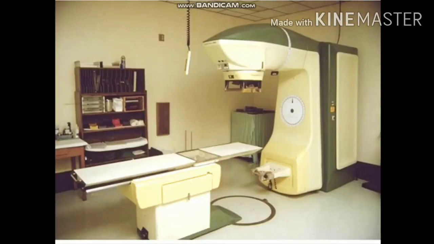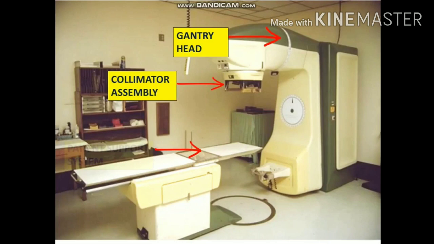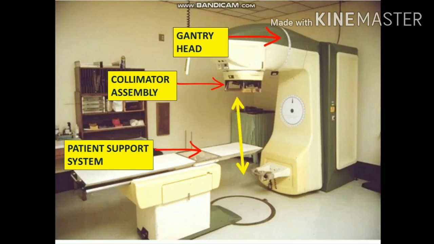In the image you can see the telecobalt unit. This is the gantry, this is the collimator, and this is the couch or the patient support assembly. All three components can be rotated independently as per requirement. The axes of rotation of gantry, collimator and couch meet at a point in space. This imaginary point is called the isocenter, where the dose is prescribed.